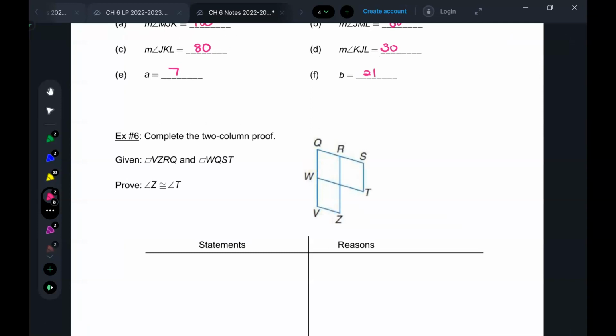Okay, we have WZRQ is a parallelogram and WQST. Can we draw an arrow like Alex did?